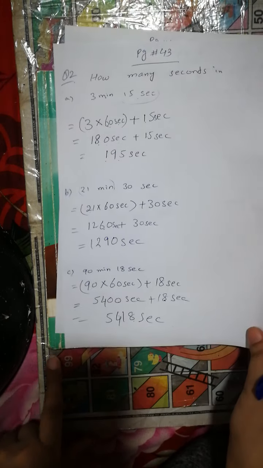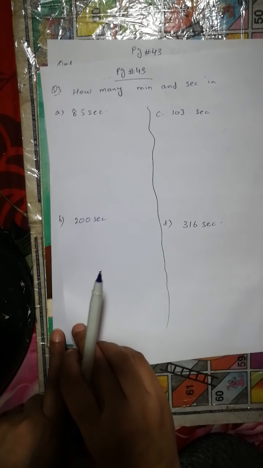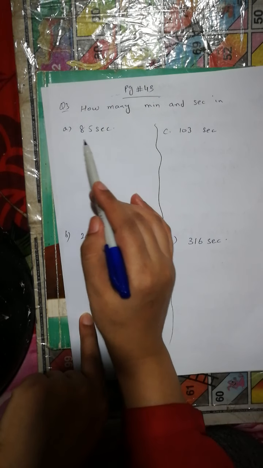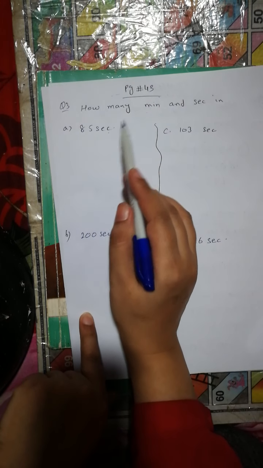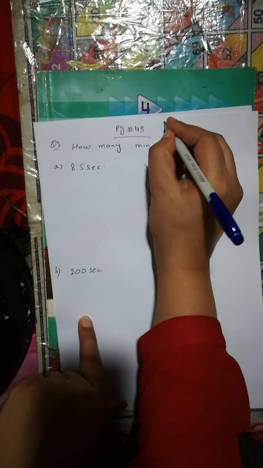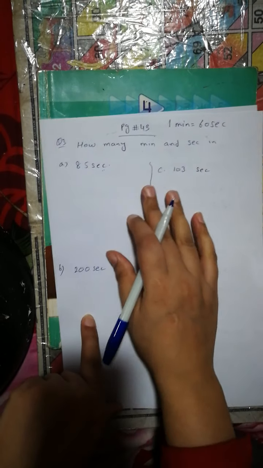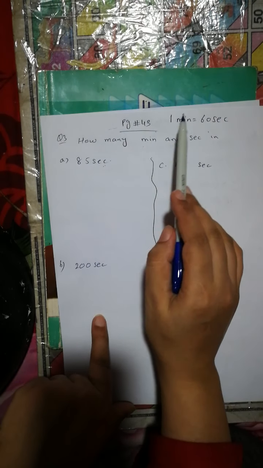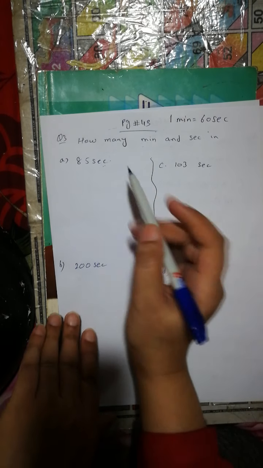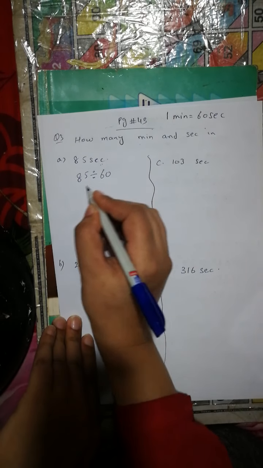Question number 3. How many minutes and seconds in? They tell you total seconds, you have to tell in how many minutes you are having in this and how many seconds you are having. And we know that 1 minute is equal to 60 seconds. So it means when you are changing the minute into second, you are multiplying. No, small unit to the big, it means you will divide. So 85 divided by 60.